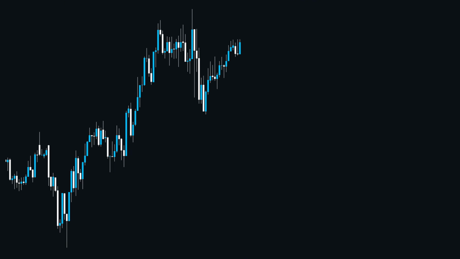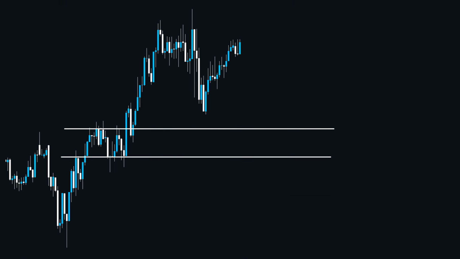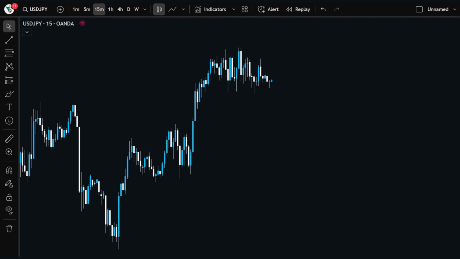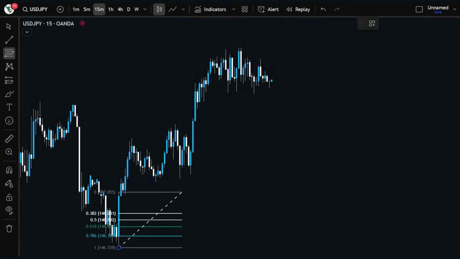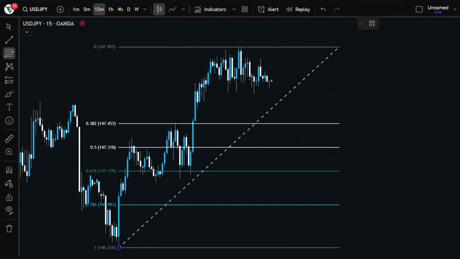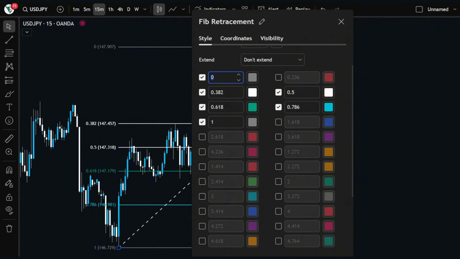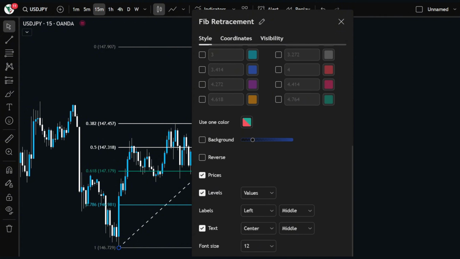Why Fibonacci works. Millions of traders use Fibonacci. And that is exactly what makes it powerful. Now here is how to set up the Fibonacci tool on TradingView. Click the third icon on the left and choose Fibonacci retracement. Now open the settings. Turn on only these levels. This setup clears out the noise. Your entry zones are now clean, visible, and accurate.